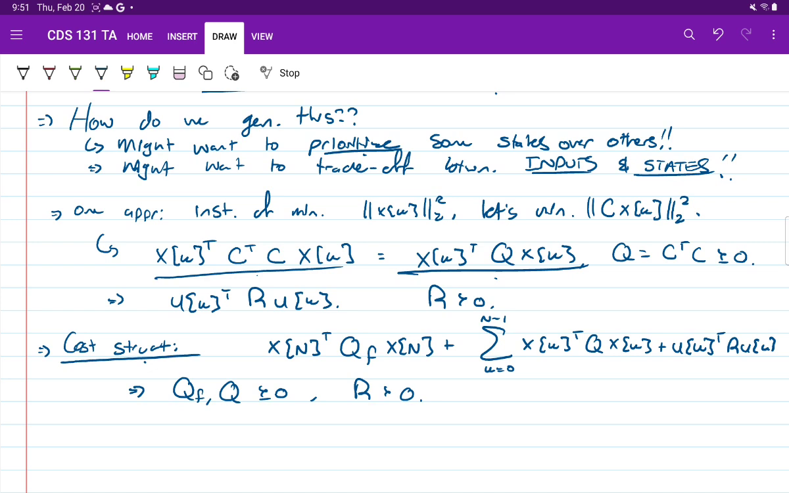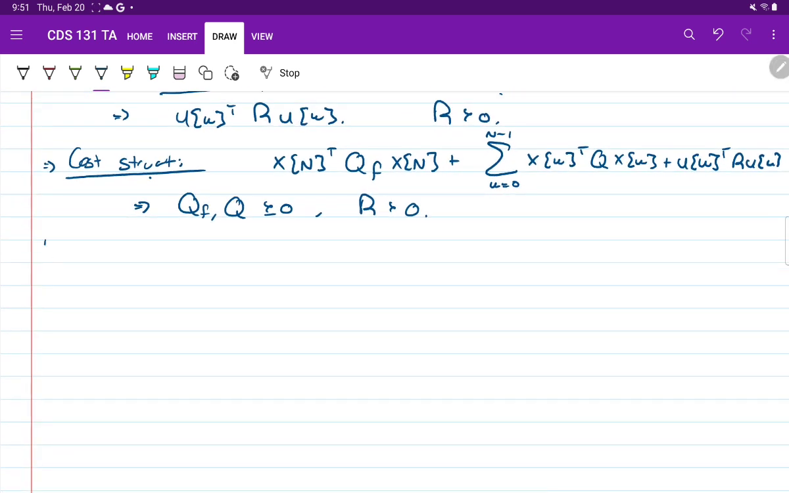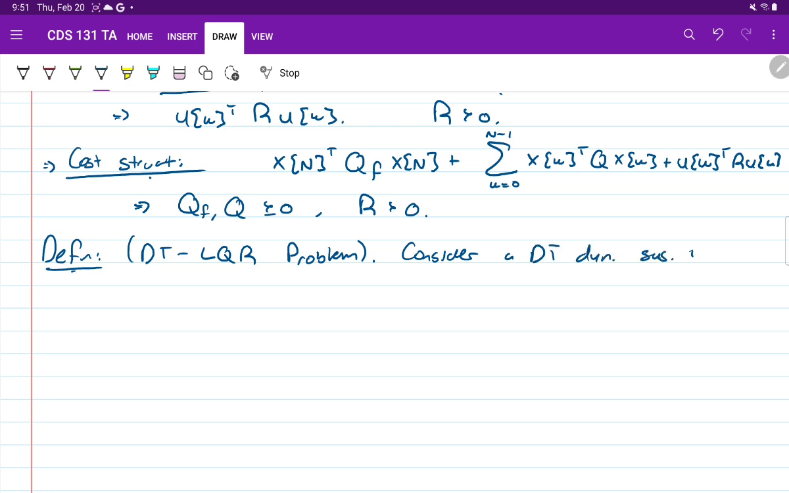So you can guess this name, linear quadratic, comes from the fact that we now have all of these quadratic forms in our cost function and our dynamics are linear, okay? So this leads us to the following definition, which is the discrete time LQR problem, okay? So what I'll say is, consider a discrete time dynamical system with a state equation x at time k plus 1 equals A xk plus B uk.